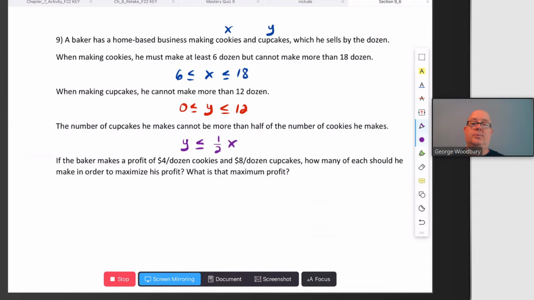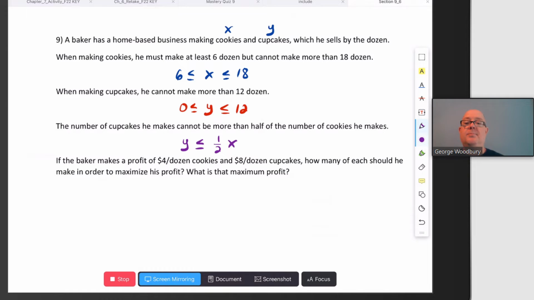So in the blue, we've got a couple of vertical lines. In the red, we've got a couple of horizontal lines. And then the purple inequality is going to hopefully go through the box that makes. And we're trying to maximize the profit here.